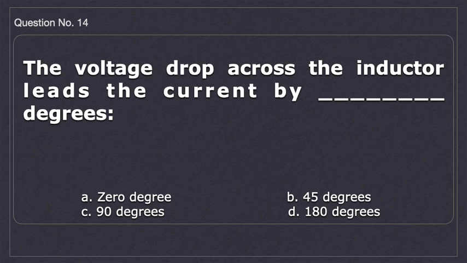Question number 14. The voltage drop across the inductor leads the current by blank degrees. A. 0 degree, B. 45 degrees, C. 90 degrees, D. 180 degrees. Answer: C. 90 degrees.